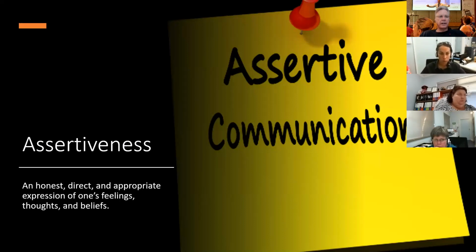Now, this is my definition, and I'm sure if you Googled assertion or assertiveness or even assertive, you'll get a bunch of different definitions. But I think this one pretty much covers it: an honest and direct and appropriate expression of one's feelings, thoughts, and beliefs. The way I like to look at it, on the continuum, at one end we've got passive. That's where you let other people walk all over you. At the other end of the continuum, you have aggression, where basically you're trying to walk all over the other person.